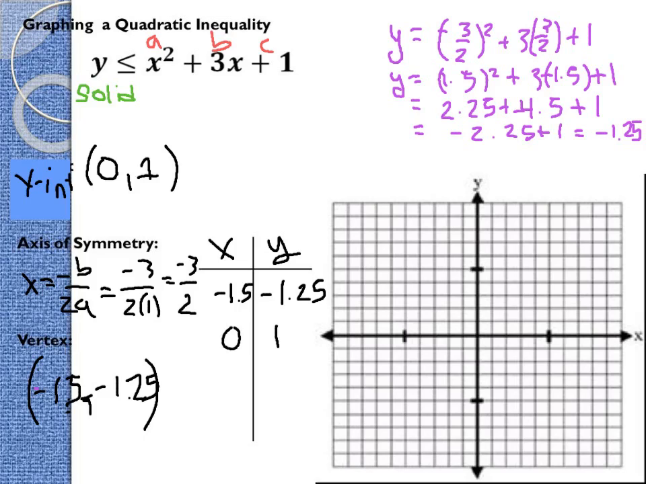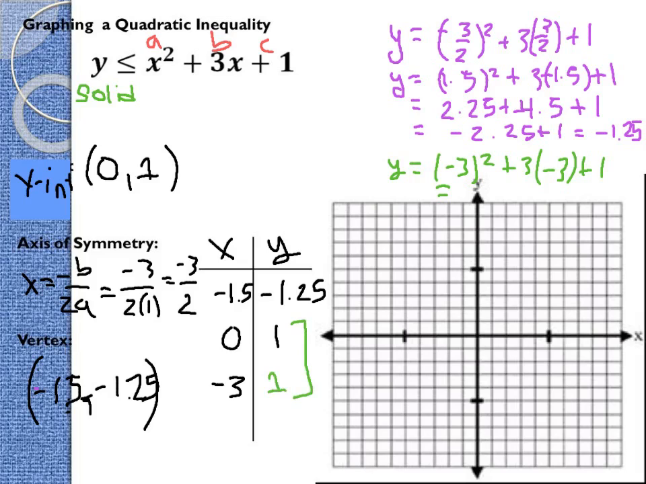So now I can pick another point, and I'm going to pick the value of negative 3. When I plug that into my original equation, I get y is equal to negative 3 squared plus 3 times negative 3 plus 1. And that gives me the value of negative 3 squared, which is 9, plus 3 times negative 3, which is negative 9. And then, as a result, I have the xy coordinate of negative 3, 1.